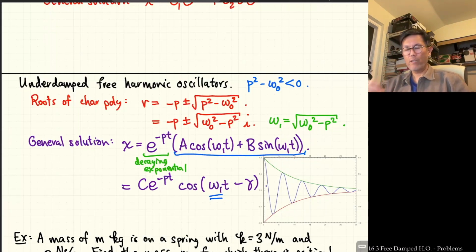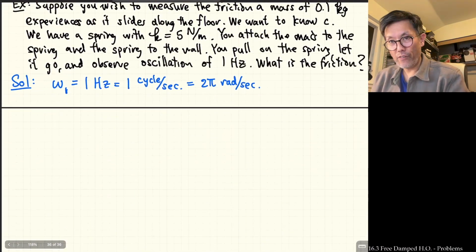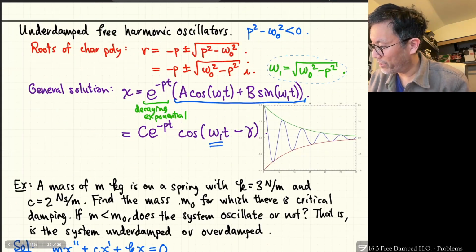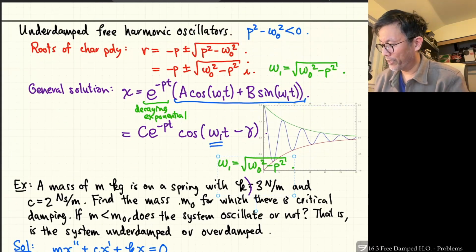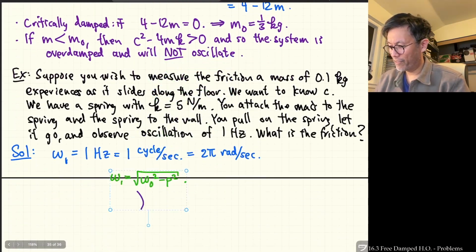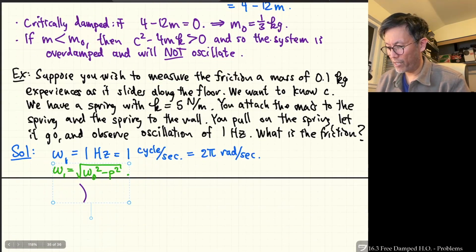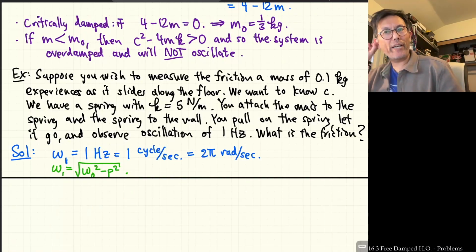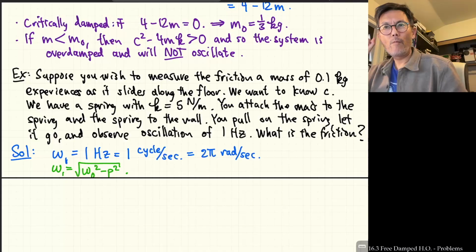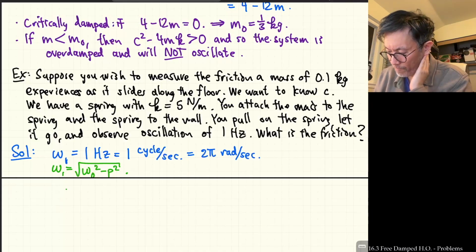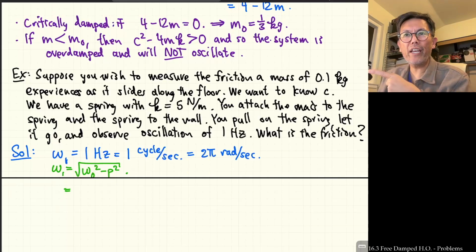Now we know this from this green formula right here, and just to prove it to you, I'll take this and duplicate it and bring it down here. There's our omega 1. On the other hand, we know that omega 1 is equal to the square root of omega naught squared minus p squared. What's omega naught again? Oh, right. Omega naught is the square root of k over m.